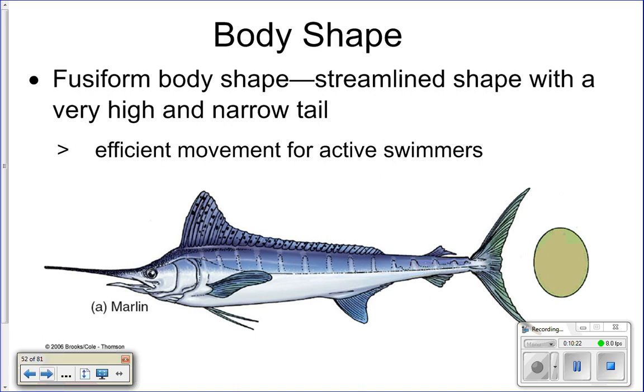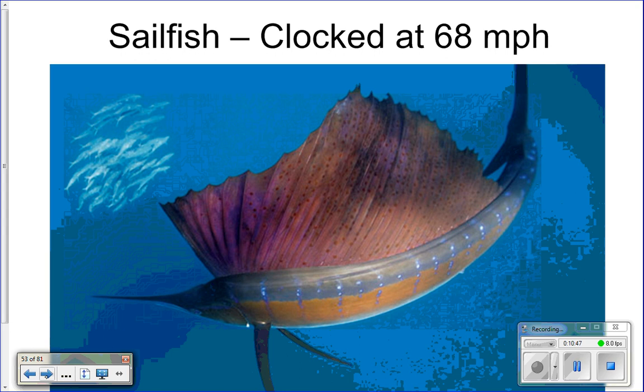So reef fish would be flattened side to side. Dory is flattened side to side. Okay, so the fusiform body shape, this is a marlin, and swordfish have the same shape, but you can see the teardrop shape. If you look at them from the front, they're round. It's a good shape for very active swimmers. That thing's fast.